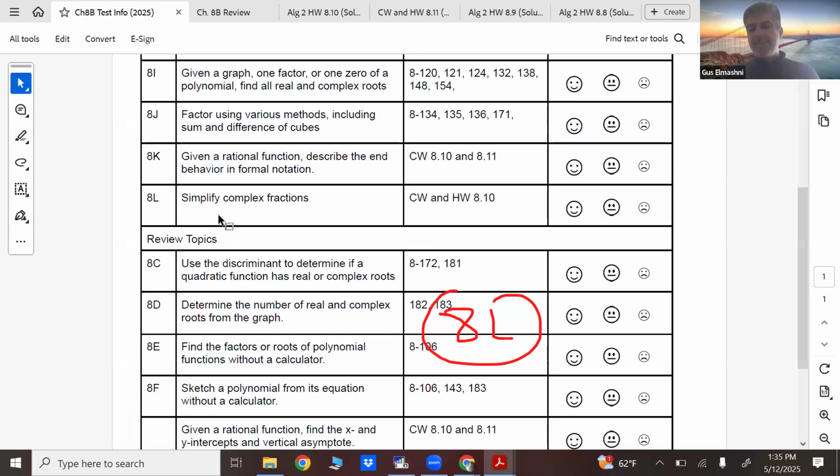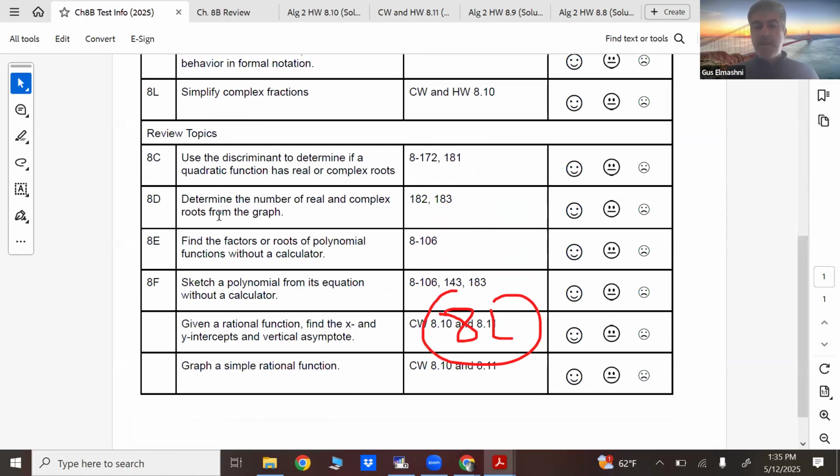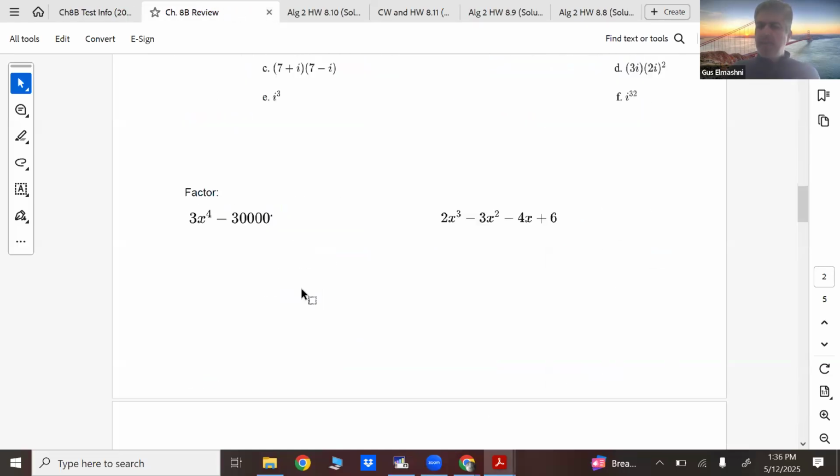Then there's some stuff in the last test, to help you get some points back, not necessarily all these items, but these skills. Discriminant we talked about, the number of real and complex zeros, finding the factors, sketching. These are all stuff from before. You have standard problems you could look at. I'll make sure I put this in Delta Math as well. And I think this is covered in the review packets.